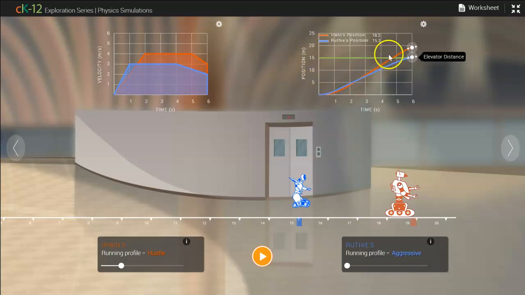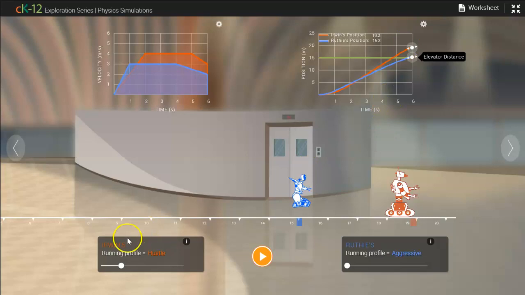Okay, now in terms of his position, he actually overshoots the elevator, okay, because the elevator distance is at 15 meters. And what this is showing us, because this is his position, he overshoots it and he goes past the elevator. So the green line is where the elevator is. So Ruthie's able to stop successfully, but because he had a greater acceleration, he had greater momentum, so that he actually went past the elevator.